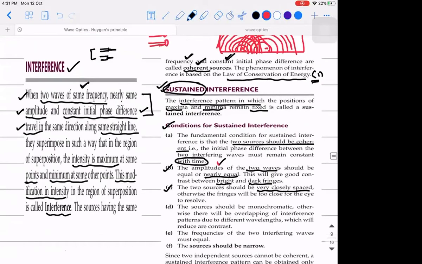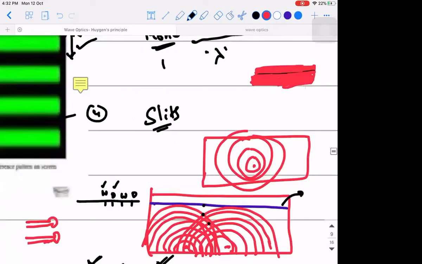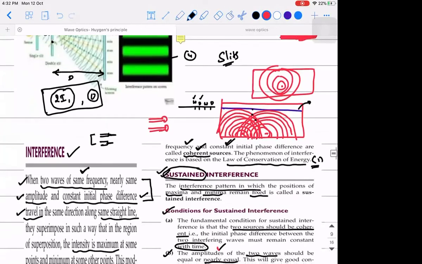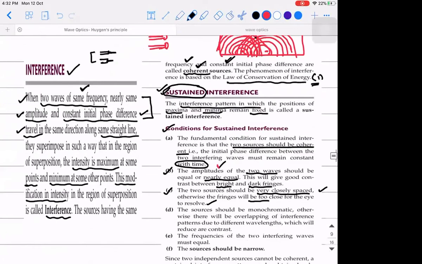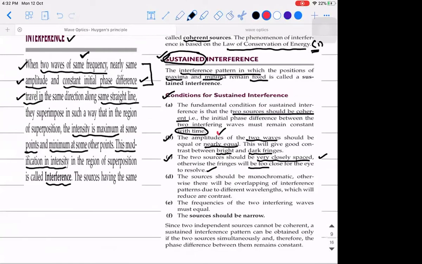So two sources should be very closely spaced. Otherwise, the fringes will be too close for the eyes to resolve. This is the meaning. The other day I told you what is the meaning of resolution, right? Looking at two different things as completely different entities. They should not be overlapping on each other. That is what is called resolving.